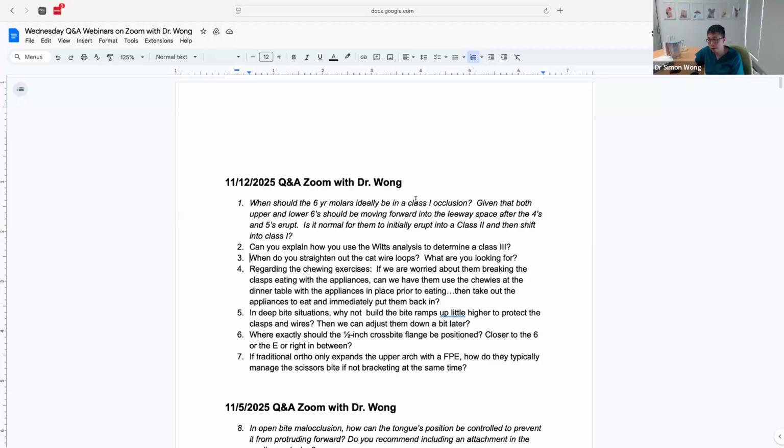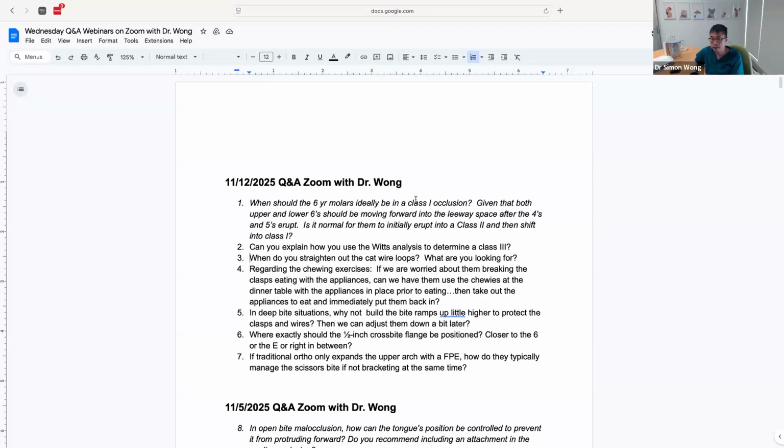In a distal step, we always end up as a class 2. In a mesial step, we end up in either a class 1 or a class 3, and with a flush terminal plane, we end up in a class 1 relationship more often, sometimes a class 2 relationship. We also have an understanding that the sixes are held distal to those E's in the same relationship.